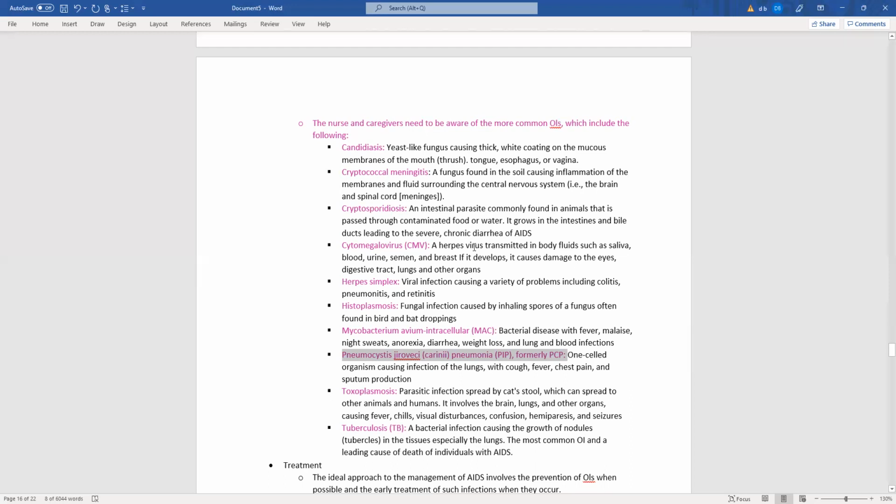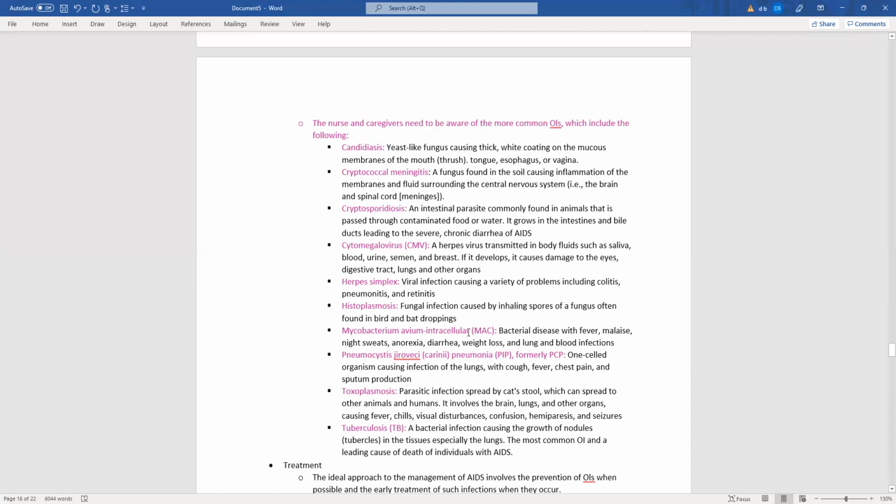Cytomegalovirus, CMV, it's a herpes virus transmitted in body fluids such as saliva, blood, urine, semen, breath. If it develops, it causes damage to the eyes, digestive tracts, lungs, and other organs. Herpes simplex, a viral infection causing a variety of problems, including colitis, pneumonitis, and retinitis. Histoplasmosis, fungal infection caused by inhaling spores of a fungus often found in bird and bat droppings.